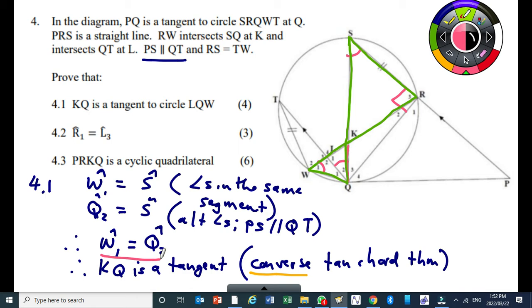But how do you get there? Prove that W1 is equal to Q2. Now, you can't use the converse of theorem 7 here. Okay? You can't use the converse of theorem 7. There's no way that you can use the converse, because there are only two ways of proving that a line is a tangent.